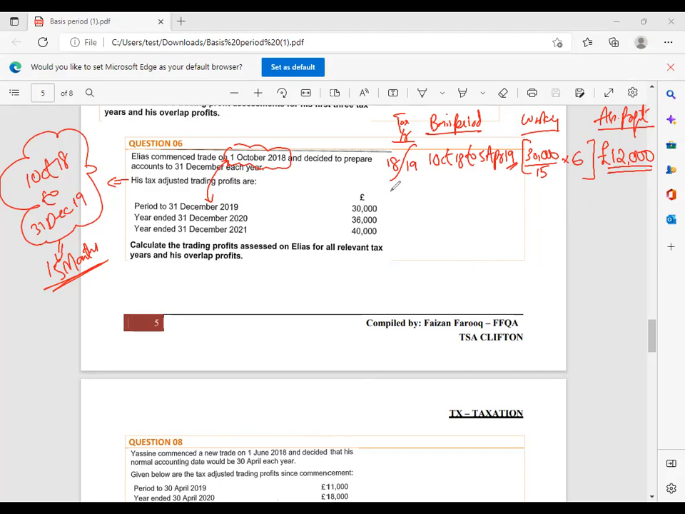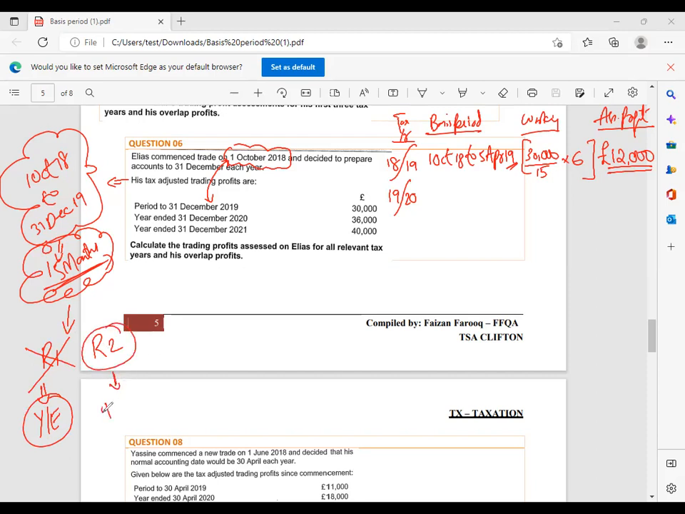Okay. After 1819, the second year is 1920. As we know that this is 15 months, so Rule 1, Rule 2. Rule 1 is not applicable. Why? Because Rule 1 will only apply if it is a year-end case, but here it is greater than 12 months. If it is more than 12 months, Rule 2 will apply. And Rule 2 means convert period end into year end. Just as we learned in question number 7, Arthur's question as well.